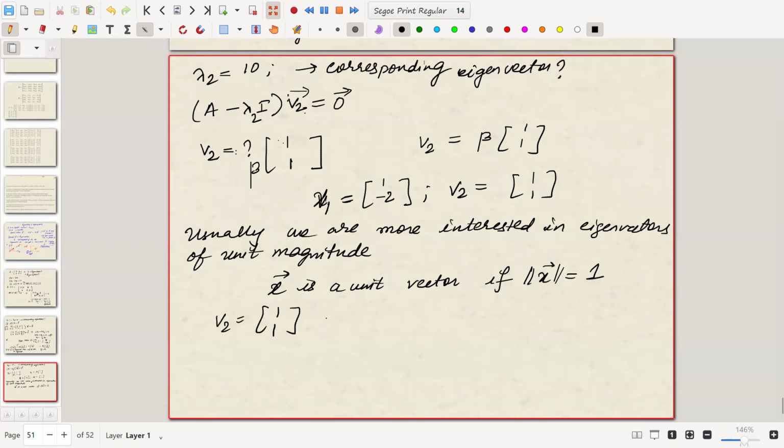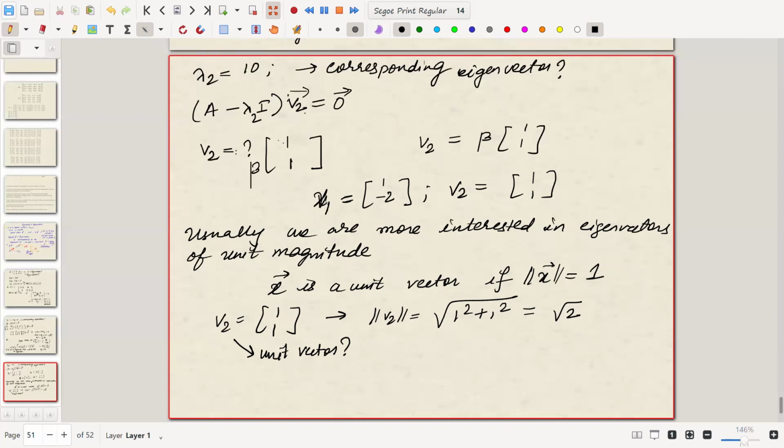Now v2 equals (1, 1). Is this a unit vector? No. Why? Because if you take the norm of v2, it is the square root of 1 squared plus 1 squared, that is root 2. So if you want to convert this vector to a unit vector, what should you do? Just divide the vector by its norm. Then the magnitude will be 1.